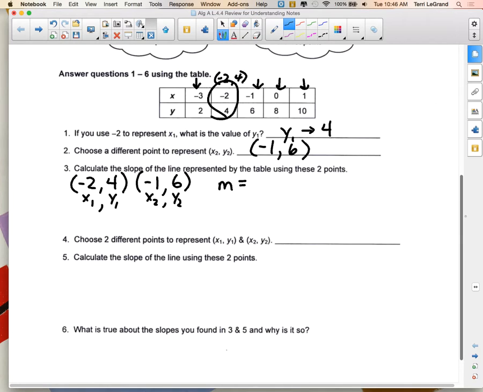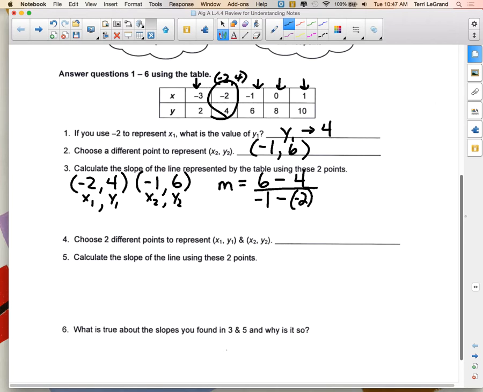Okay, so what are we going to put first? 6 minus 4. The y sub 2 value, take away the y sub 1 value. And what are we going to put downstairs? Does order matter? Yeah, if we started with the second point upstairs, we have to start with the second point downstairs. So what are we going to do? -1 subtract -2. When I have to subtract a negative, I like to substitute it in parentheses so I can clearly see that I have a negative number that's getting subtracted there.